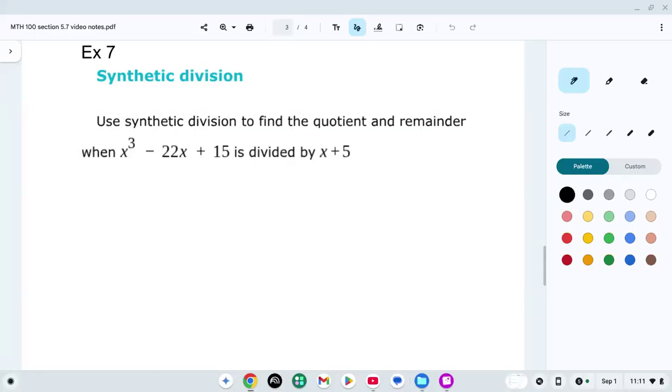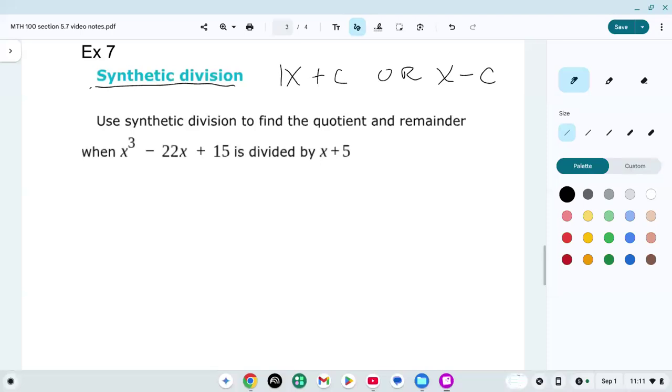All right, so in this particular lesson, I'm going to go over two examples and show you how synthetic division works, okay? When you use synthetic division to divide polynomials, you have to be able to divide by x plus c or x minus c. That x value cannot have a 2, a 3, or any other number in front of it besides a 1. So it has to be 1x plus something or 1x minus something. So in example number 7, what we are dividing by fits the rule for synthetic division.